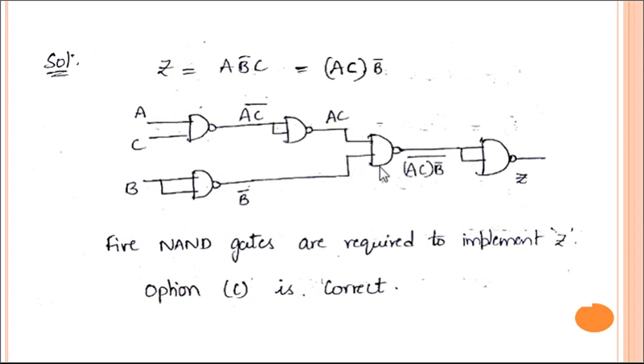Again, these two are passed through the next NAND gate. Thereafter, it will generate the expression AC into B bar, whole bar. In order to eliminate this complement, once again it is passed through the next NAND gate, and the other input is also the same value. Thereafter we will generate the given expression, that is Z equals A B bar C. In order to realize the given expression, we need 5 NAND gates. So from the given question, option C is correct.